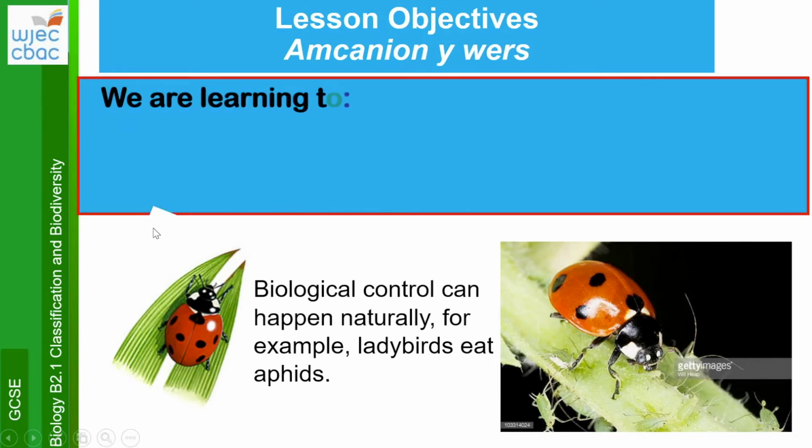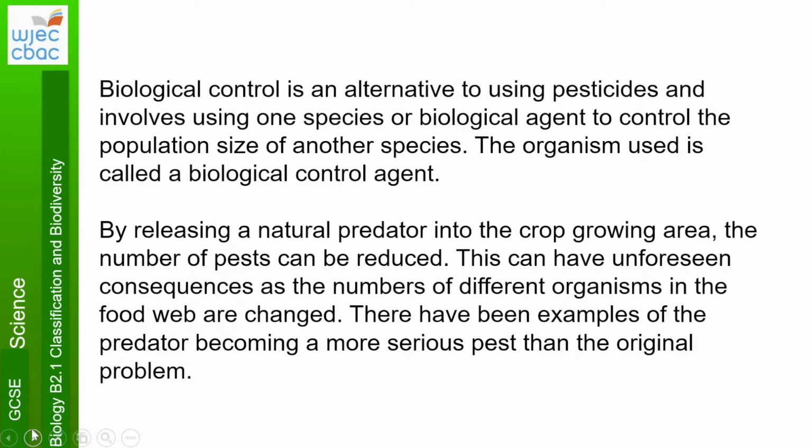So carrying on then. Biological control is the term that we use as an alternative to using pesticides, and it involves either using a biological species or a biological agent to control the population size of another. The organism used is called a biological control agent. So basically we need a predator that will eat the prey that's causing the problem, and the prey is the pest, the nuisance. By releasing a natural predator into the crop growing area, the number of pests can be reduced. However, this can have unforeseen consequences as the number of different organisms in the food web are changed. And there have been examples of the predator becoming a more serious pest than the original problem.